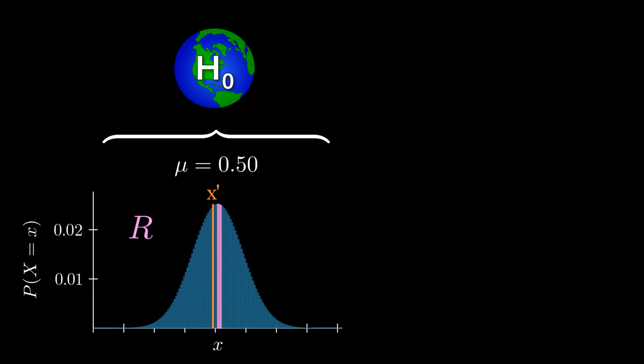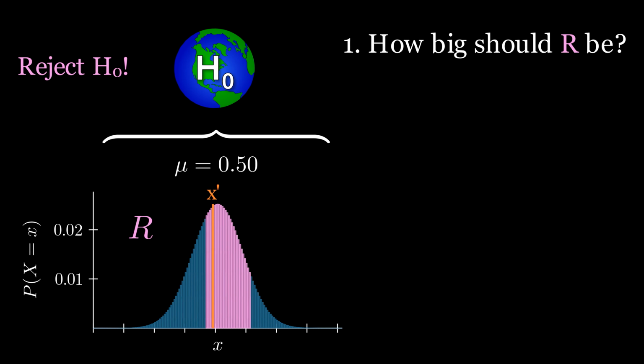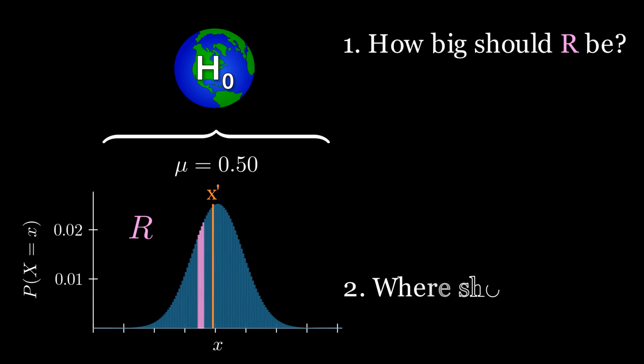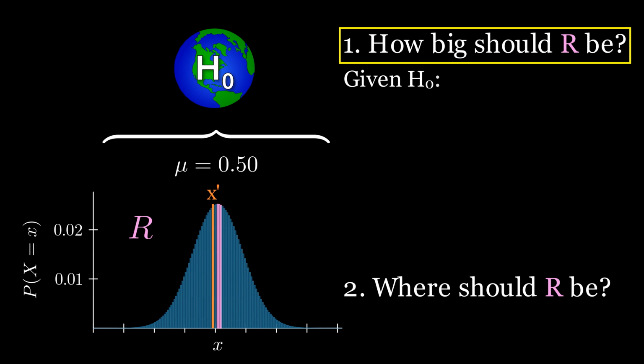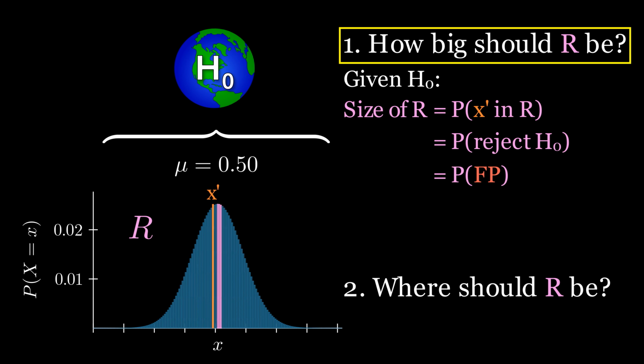Now, we just need to figure out two things. One, how big should this rejection region be? And two, where in our distribution should we put it? To answer question 1, imagine that the null hypothesis is true, and think about the probability that our data x prime lands in the rejection region. Remember that under the null hypothesis, our data x prime follows this distribution. So this probability is exactly equal to the total heights of the rejection region bars, the size of R, since that's just the definition of a probability distribution that we saw last video. But also, if x prime is in R, then we reject the null hypothesis and get a false positive. So this probability is also equal to the type 1 error rate.